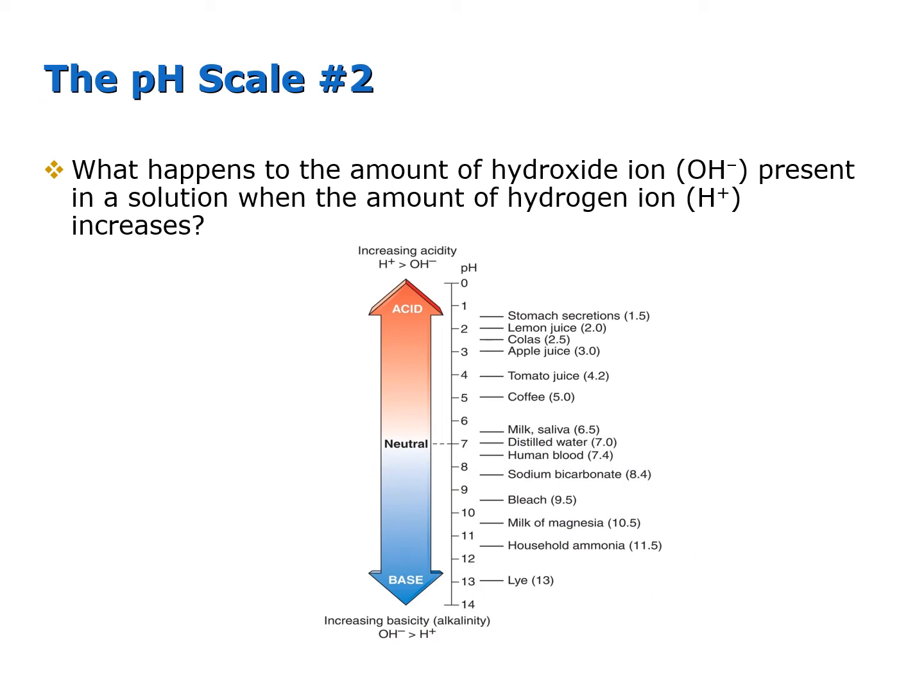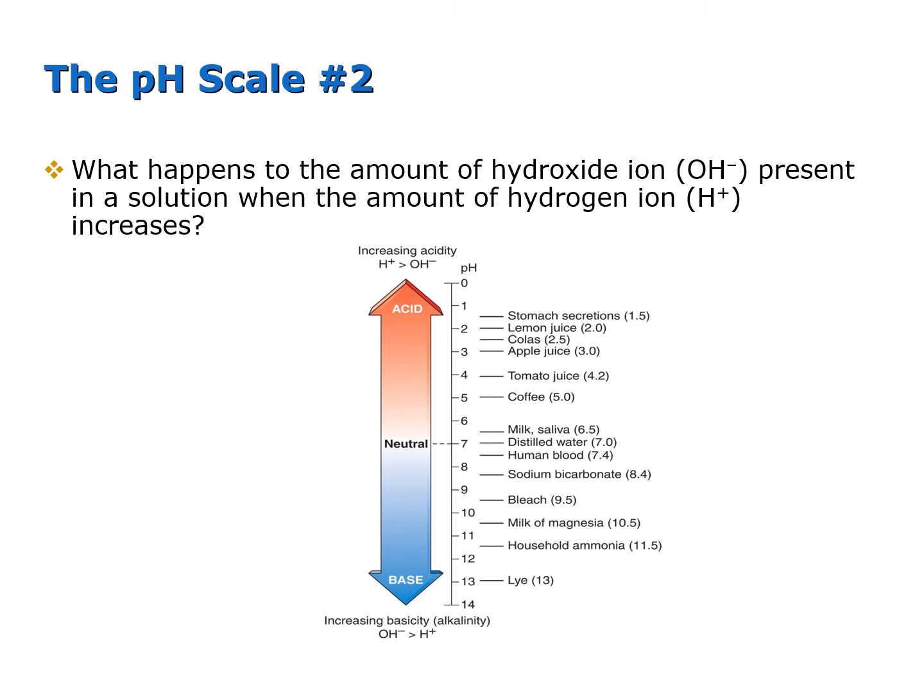Again, just to summarize, you can see that in the neutral area we have the water. Human blood is between 7.35 and 7.45, very close to neutral. Sodium bicarbonate is 8.4, with bleach 9.5 and lye 13. Once we're going up, that's going into the base scale.